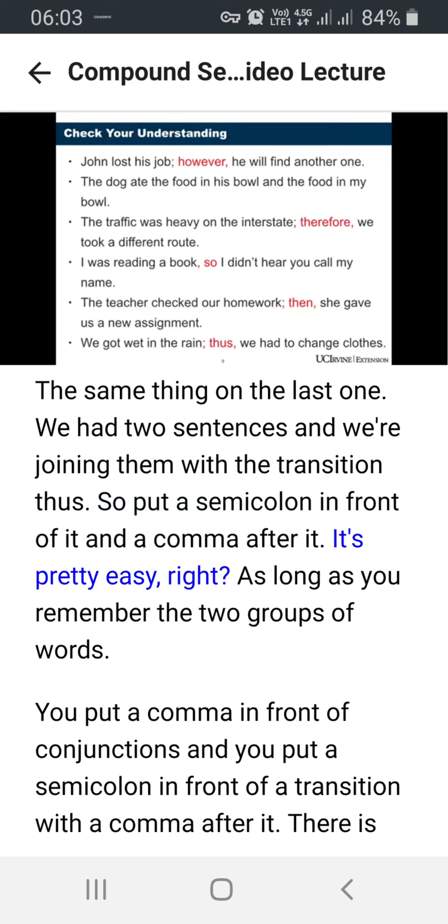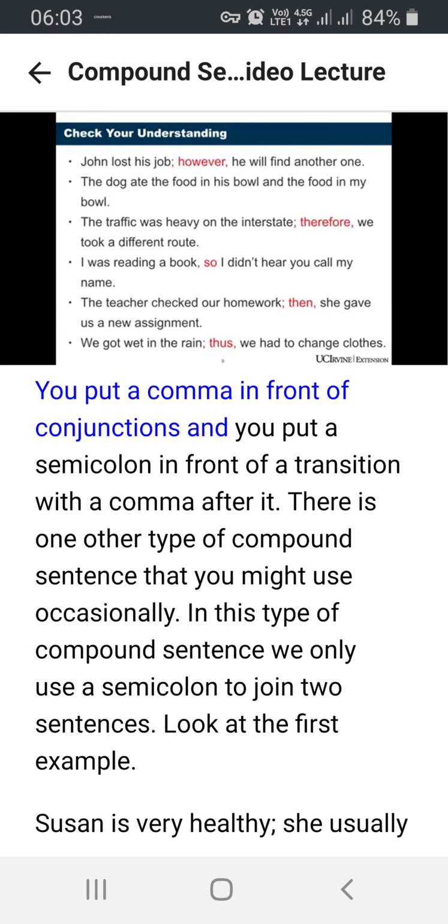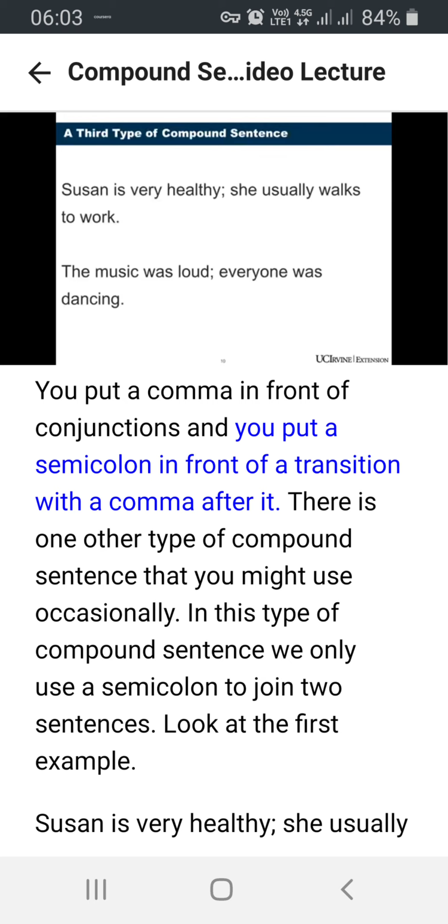It's pretty easy, right? As long as you remember the two groups of words. You put a comma in front of conjunctions and you put a semicolon in front of a transition with a comma after it. There is one other type of compound sentence that you might use occasionally. In this type of compound sentence, we only use a semicolon to join two sentences.